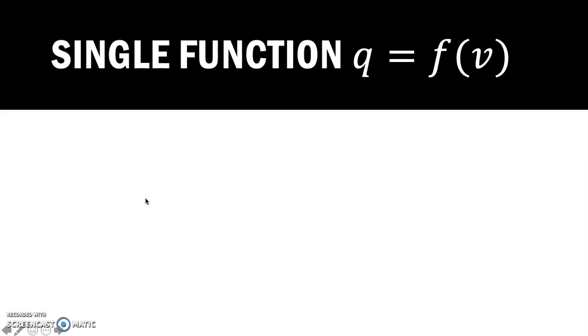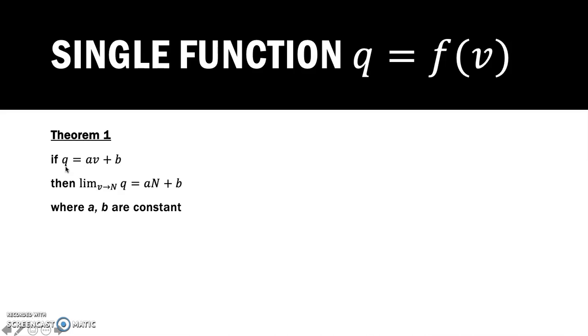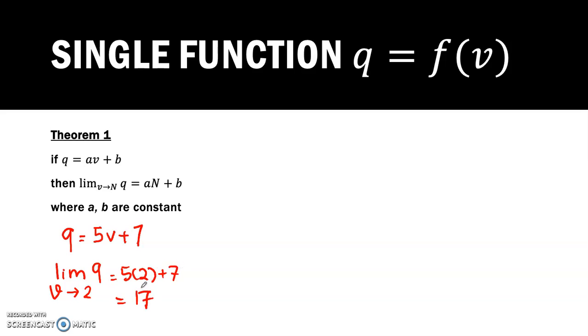So let's start with a single function where we have q as a function of v. The first theorem says if we have q equals av plus b, where a and b are constants, then the limit of q where v approaches n is an plus b. For example, we have q equals 5v plus 7. Then the limit of q when v approaches 2 is just 5 times 2 plus 7 equals 17.